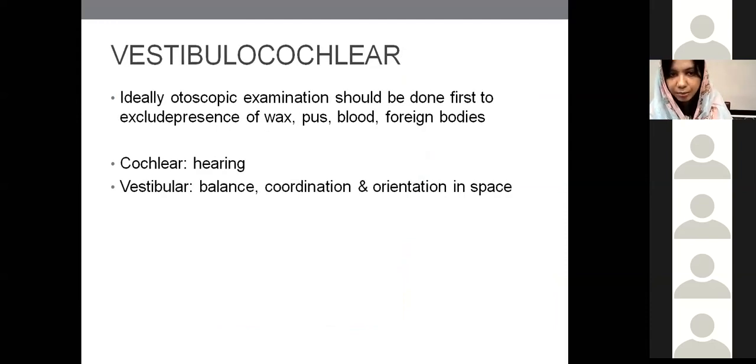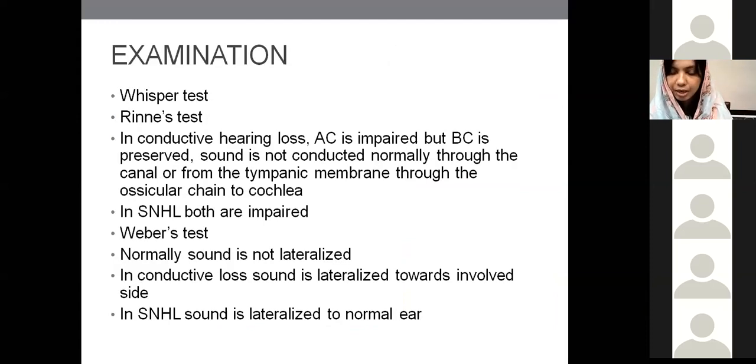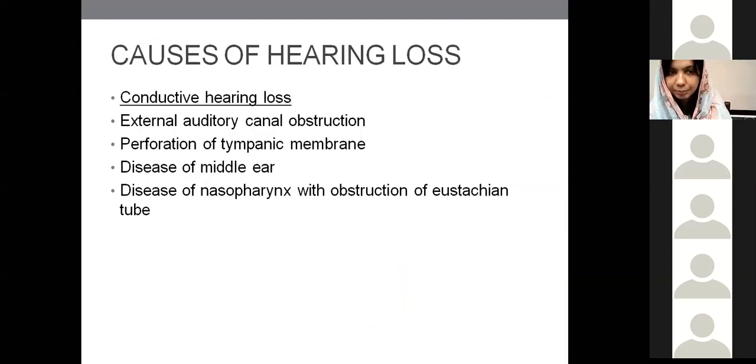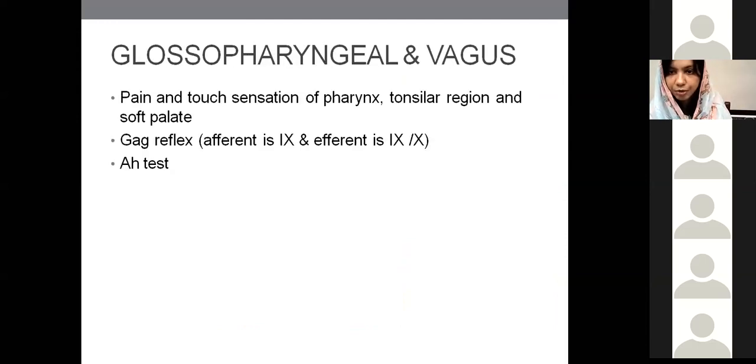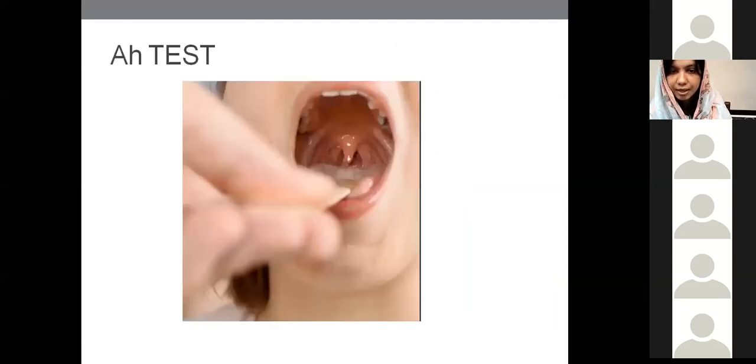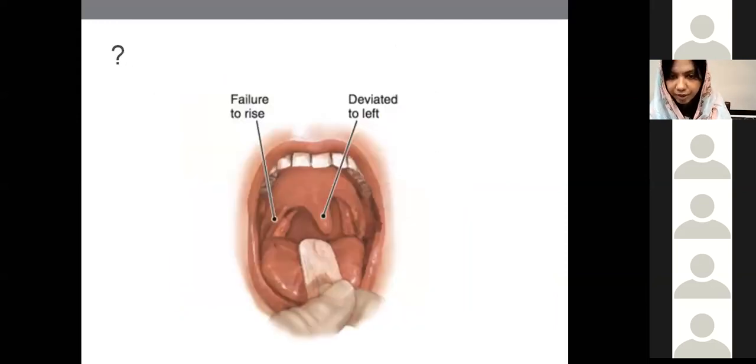Vestibulocochlear is a simple nerve, with cochlear and vestibular components; for the cochlear component we do the whisper test, Rinne's and Weber's tests. In glossopharyngeal and vagus, we test the gag reflex and the uvula. Here again is a diagrammatic representation: deviation of the uvula towards the left side. This is the 9th cranial nerve palsy on the right side.